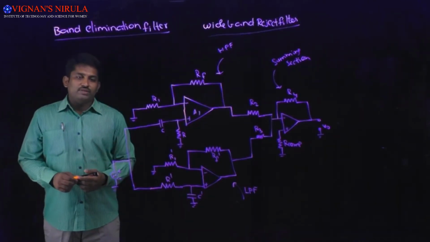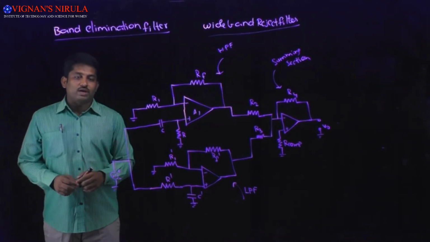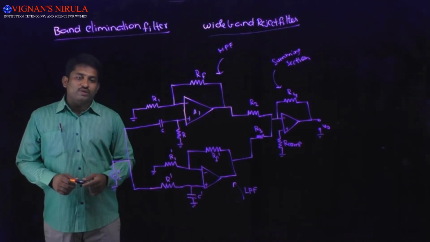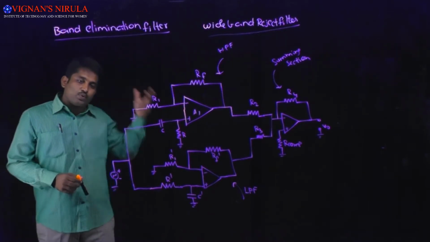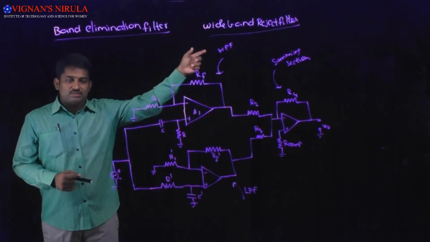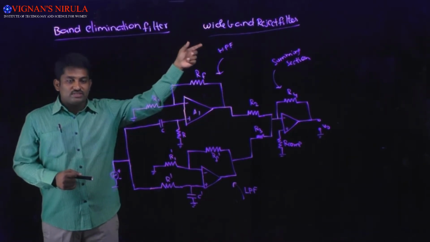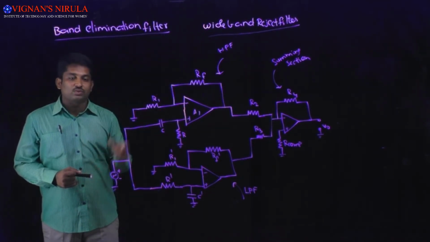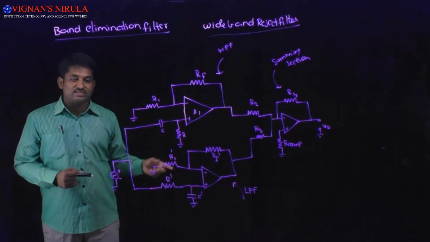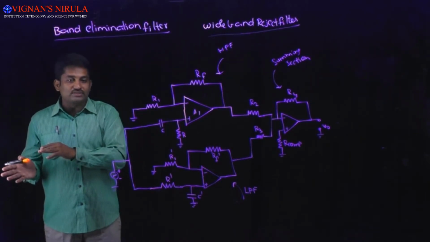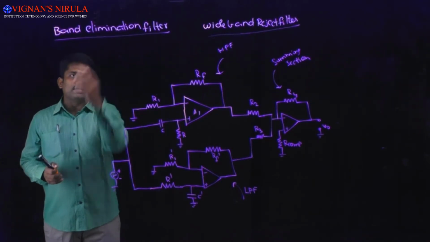Band elimination filter. Band elimination filter is also called as band stop filter or band reject filter. The band elimination filter operation is exactly opposite to the operation of the band pass filter. There, it passes one particular band of frequencies in the band pass filter, whereas in the case of the band elimination filter it rejects only a particular band of frequencies.